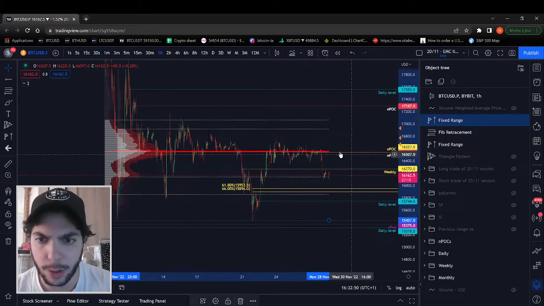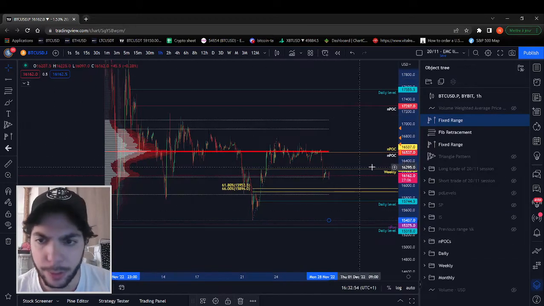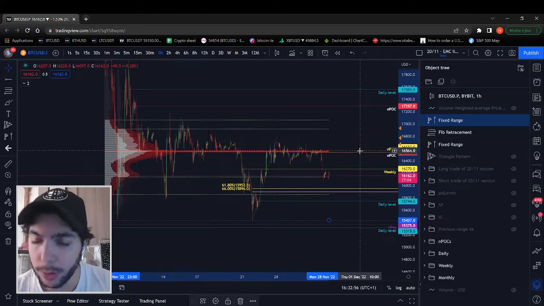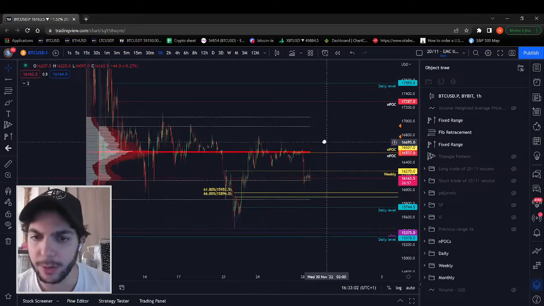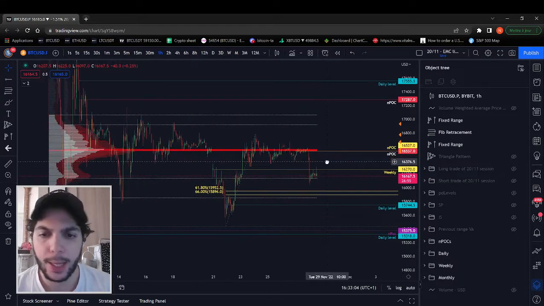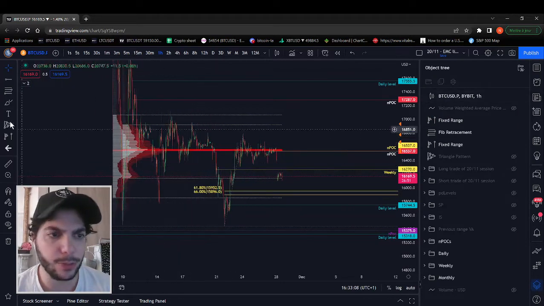You see how strong this level here in the middle is? It's the point of control of the whole range. It's the naked point of control, the weekly and the daily. This is going to be nice, I think, in my mind. This is a level you should have in your mind, I think. So we have the value area low here. Okay, what other fixed range pool can we make?